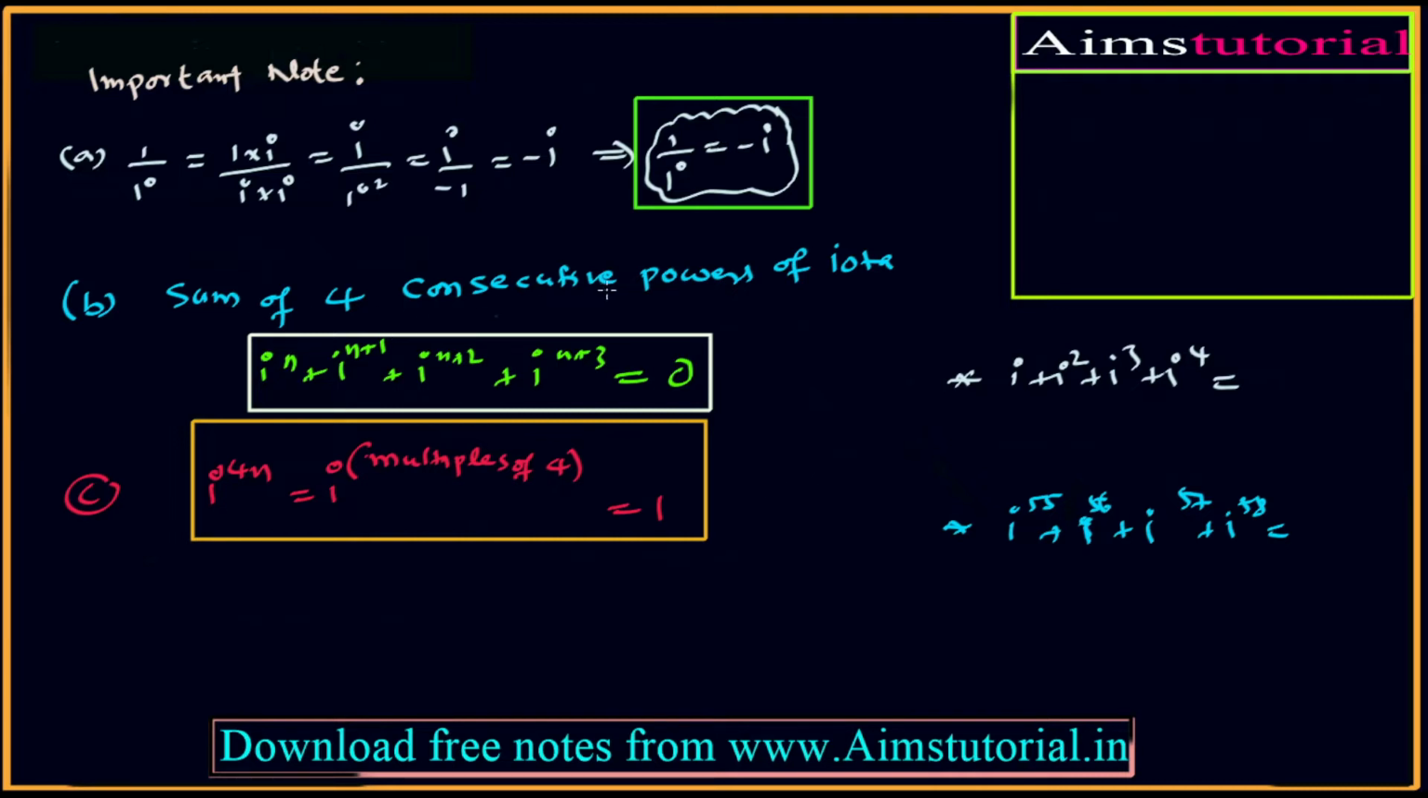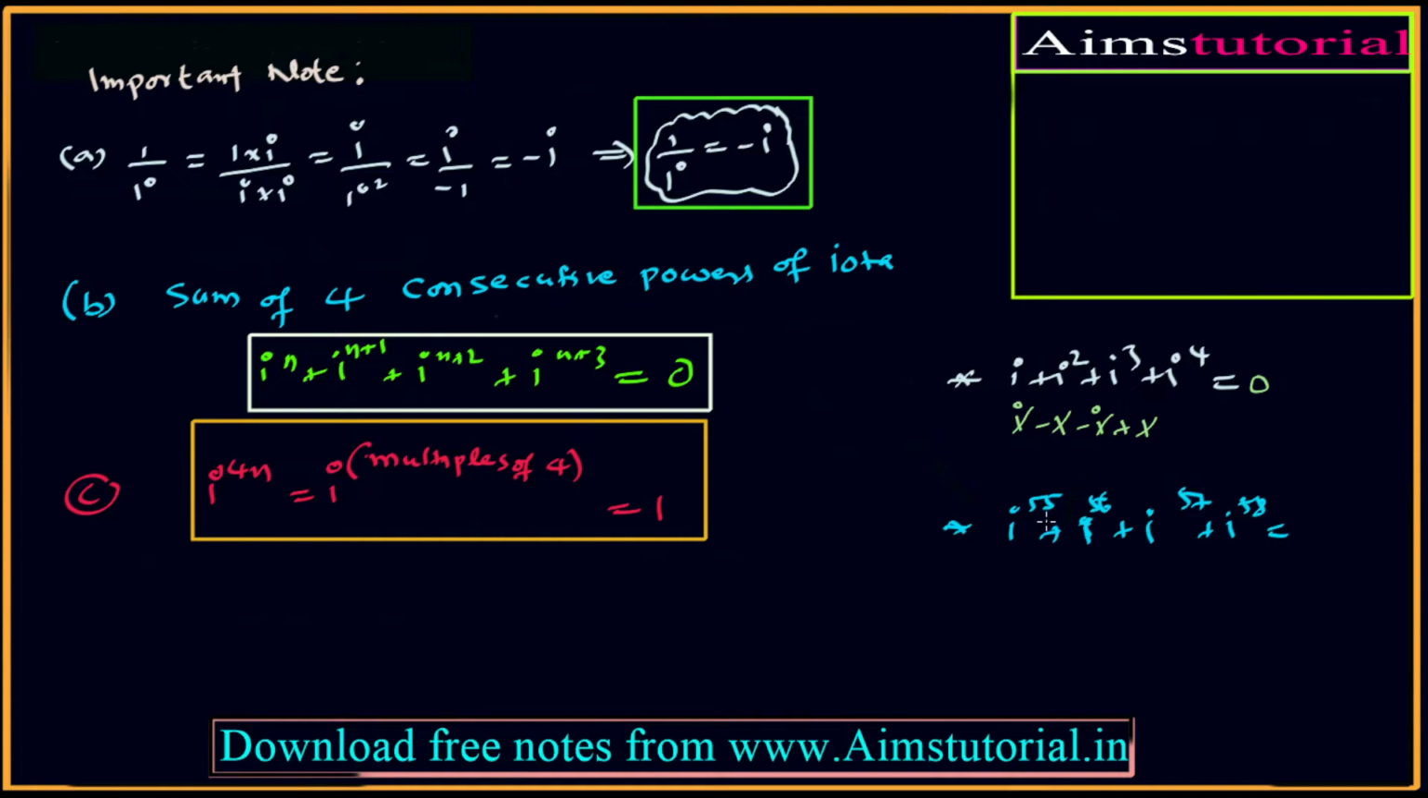Next, the sum of 4 consecutive powers of iota is 0. For example, i we can write as i only. i square means minus 1. i cube means minus i. i power 4 is 1. So plus 1, plus i, minus i get cancelled. Therefore, the sum of 4 consecutive powers of iota is 0.